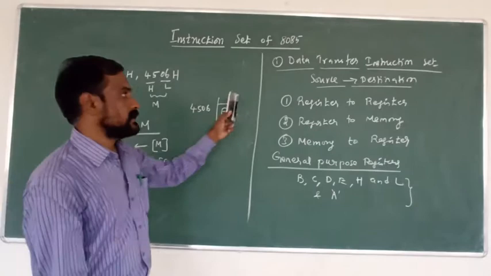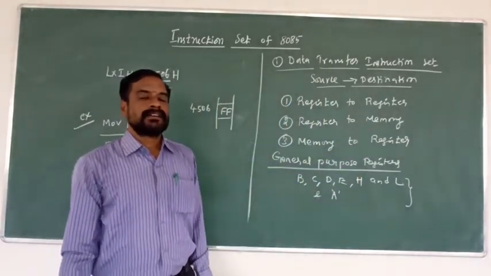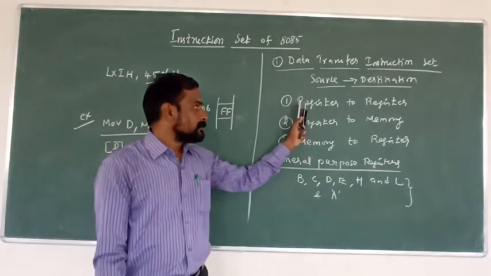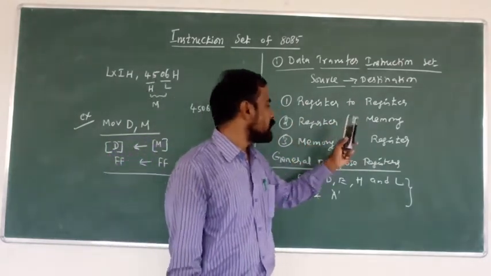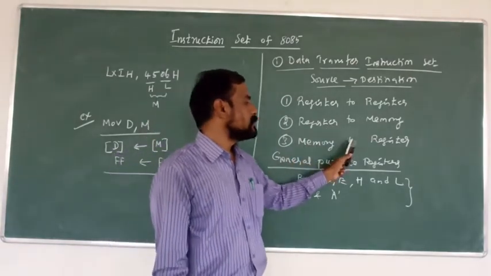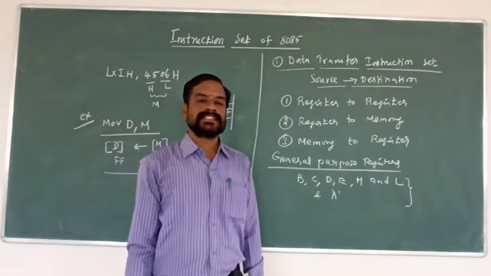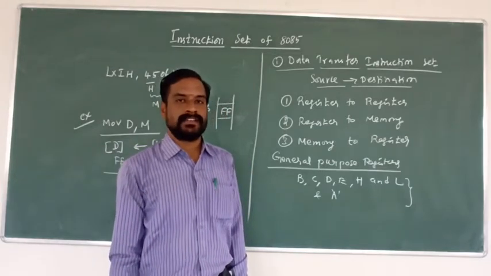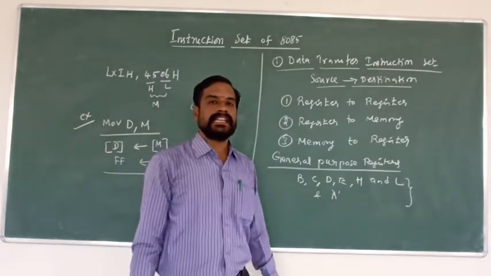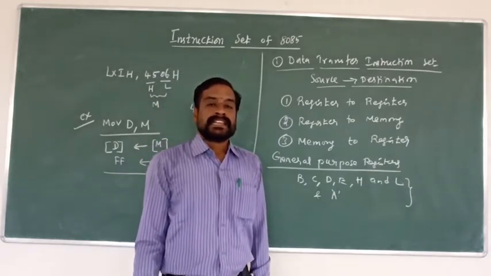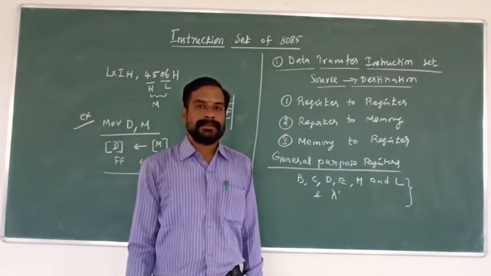There are three ways we can transfer the data: from register to register, or register to memory, or memory to register. This is called the data transfer instruction set. In the data transfer instruction set, around 19 instructions are available. Okay.